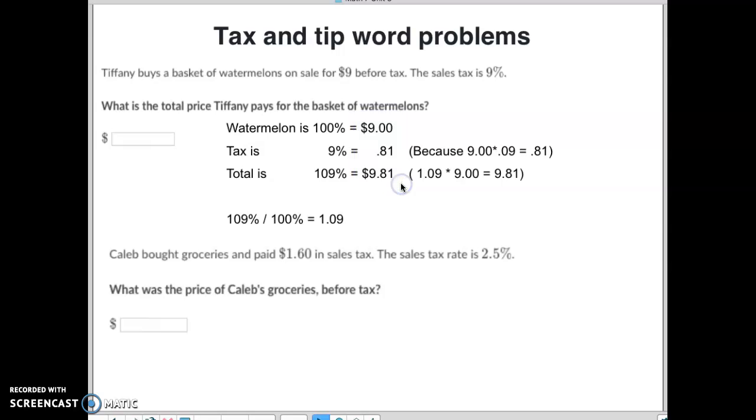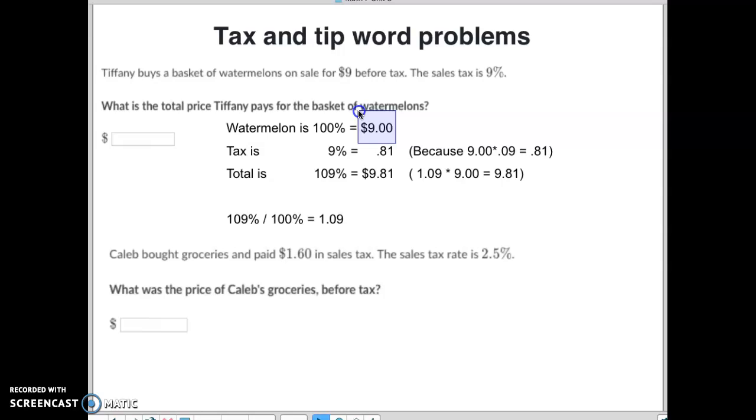Now, I want you to try something real quick. This is kind of interesting. Will you do me a favor on your calculator? Do the opposite of what we just did. Take 0.81 and divide it by the 9%, which would be 0.09. So take 0.81 divided by 0.09. Pause. Okay, I'm back now. You got $9, didn't you? If you work it backwards, going 0.81 divided by 0.09, you get back to your original cost.